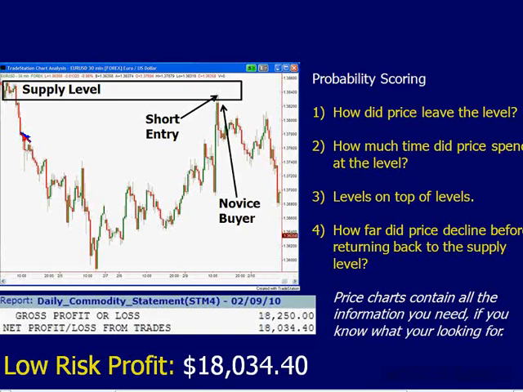In other words, if you have a level where prices make a gradual move away from it, it's probably okay, but not great. If there's a strong move away from the level, we want to pay attention. So that's number one.